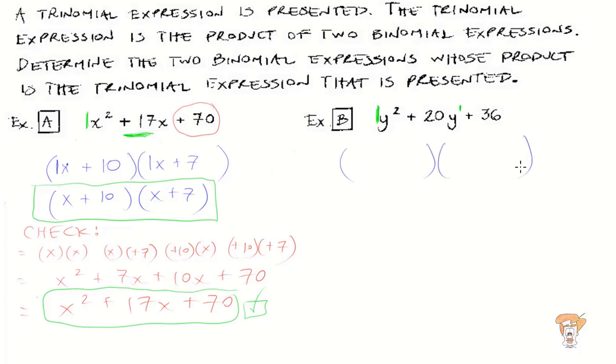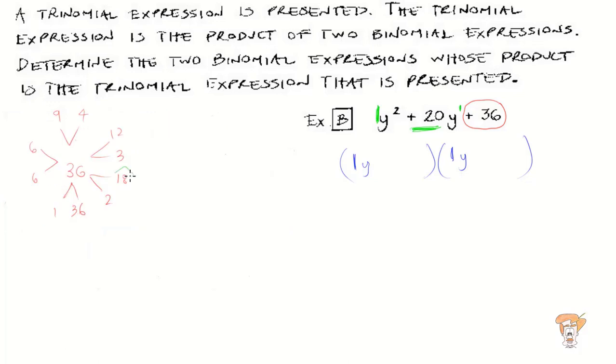Since the quadratic term has a coefficient of 1, the first term in the first binomial will be 1y, and the first term in the second binomial will also be 1y. Now we want to determine the factors of plus 36. Notice the constant term is positive, therefore the factors of 36 that we're going to use are going to be either both positive or both negative. Notice that the coefficient of the linear term is a plus 20. Since the coefficient is positive, we're going to use the factors of 36 that are both positive whose sum is plus 20. Let's look at the factors of 36.